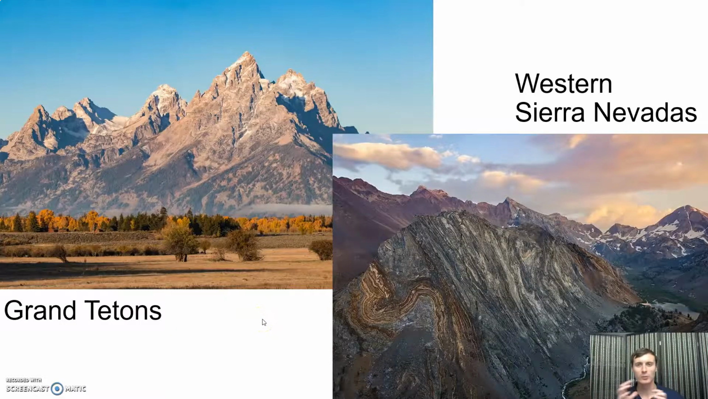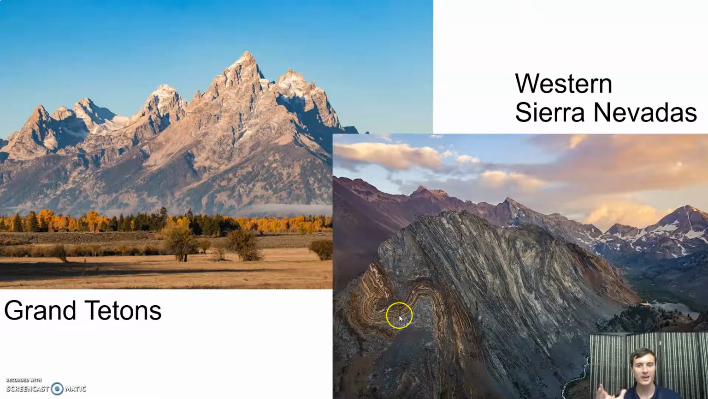So what does regional metamorphism look like? Here, in the core of the Grand Tetons, one of the mountain ranges in the northern part of the Rockies, we can see rocks that are a result of regional metamorphism. We can also see this in the western Sierra Nevadas, and you might be able to recognize the kind of rock that you're looking at here.